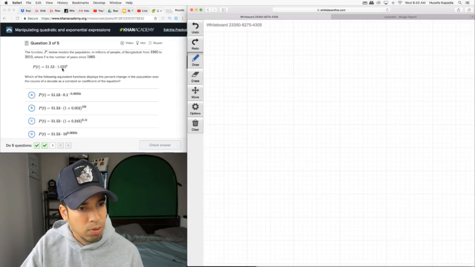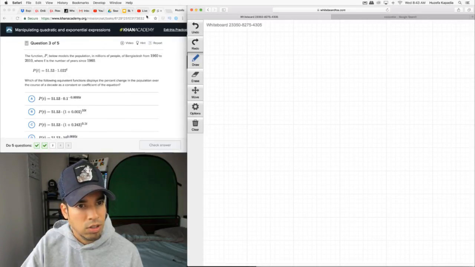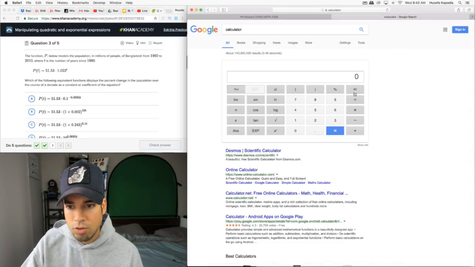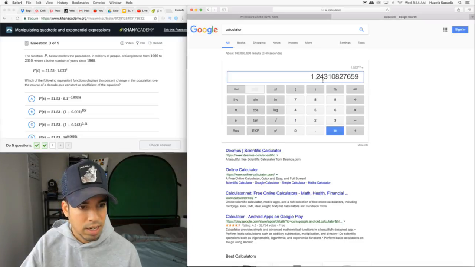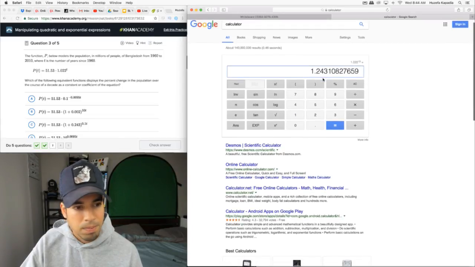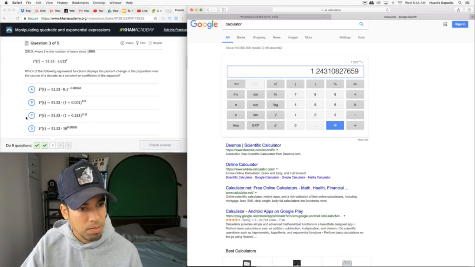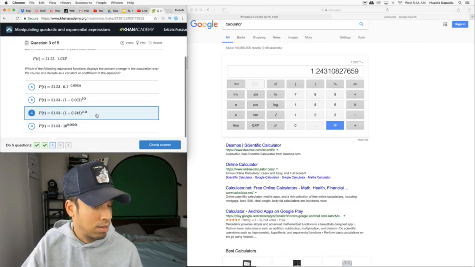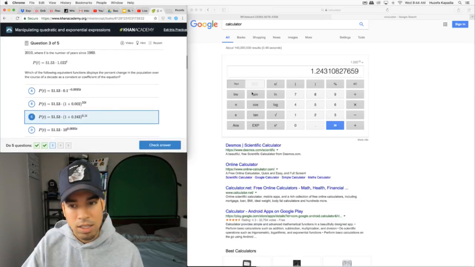So it's going up by 2.2% every year. And let's try and use a calculator here. 1.022 to the 10th power is, so this means it's going up by 24.3% in a decade, right? So I think I'm obliged to choose this one right here. Man, this is a tricky problem, but I think that's the percent change.